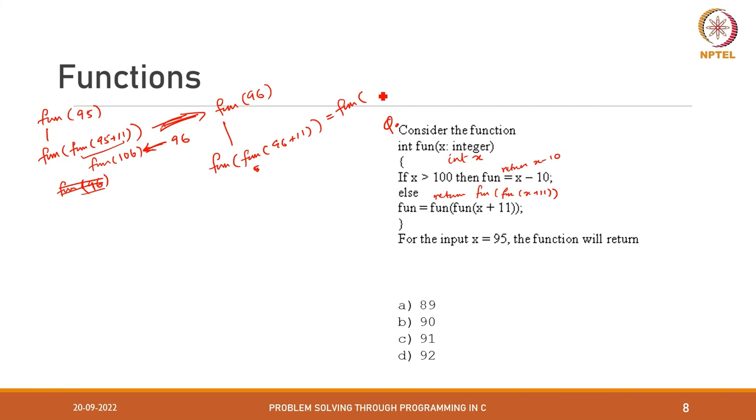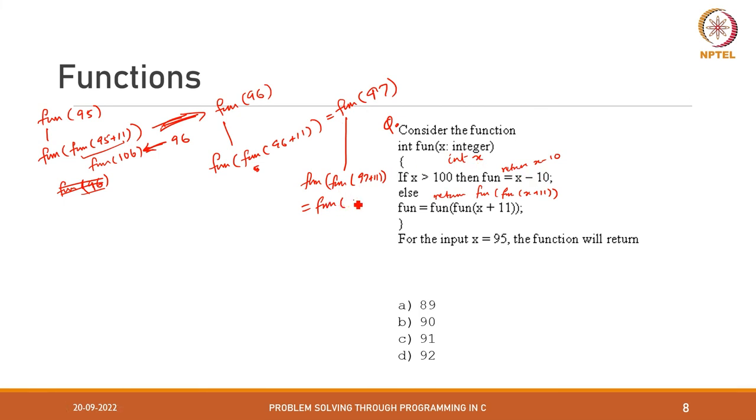Okay. Now this fun of 97, when we call, it is not satisfying this particular condition. So fun of 97 plus 11 is 108, which is greater than 100. So 108 minus 10, which is 98. So basically we are saying fun of 98.